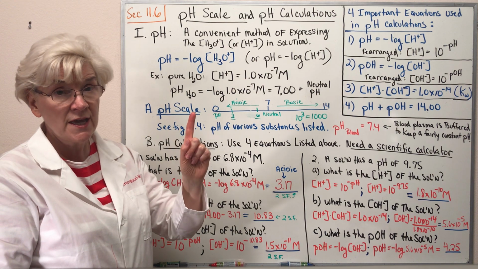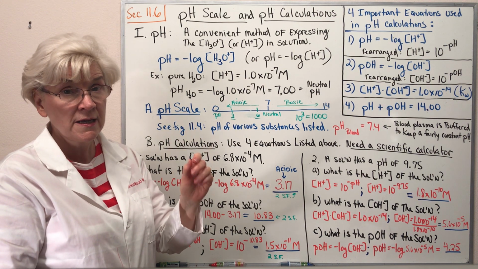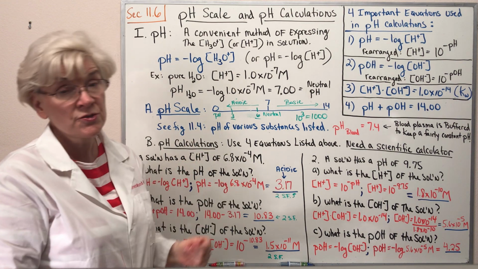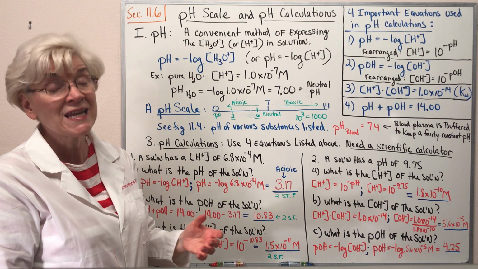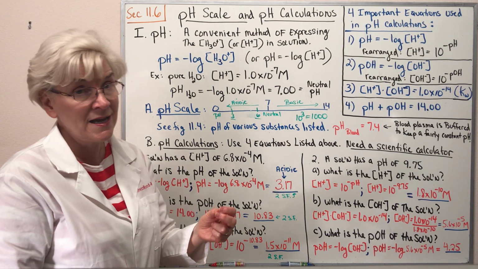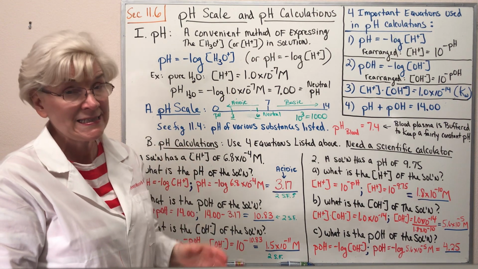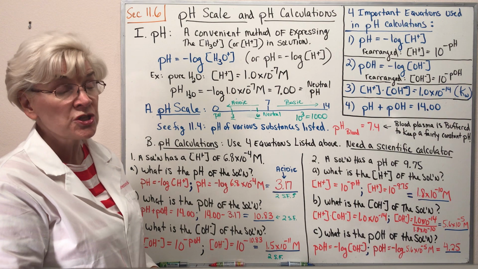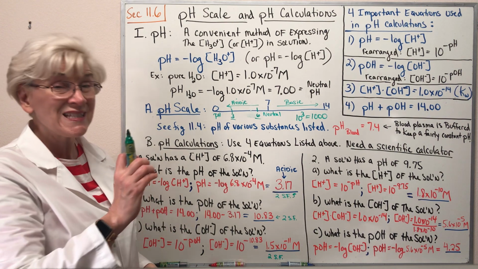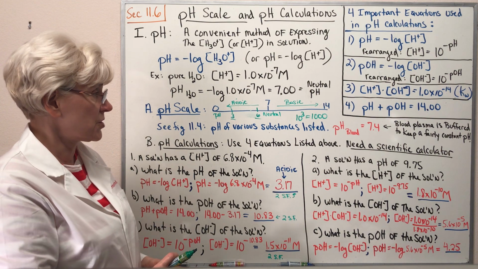Every time the pH value changes by 1 whole number unit, the actual concentration of hydrogen ion or hydronium ion in solution is changing 10 times. 10 raised to the first power is 10. So every whole number pH unit change correlates to a 10-fold change in the acidity of the solution.